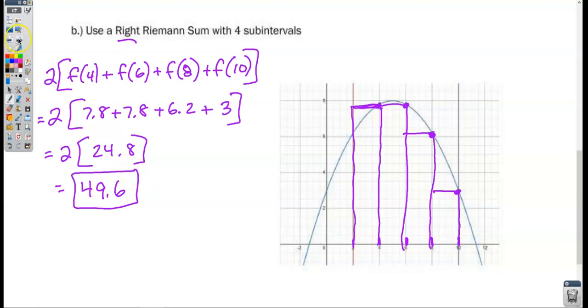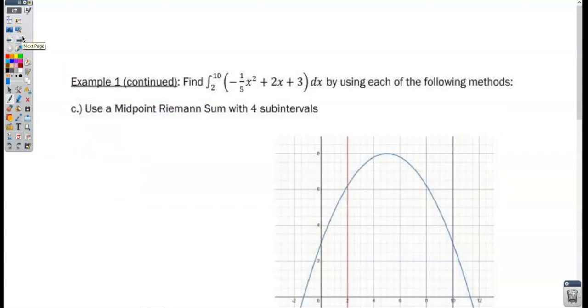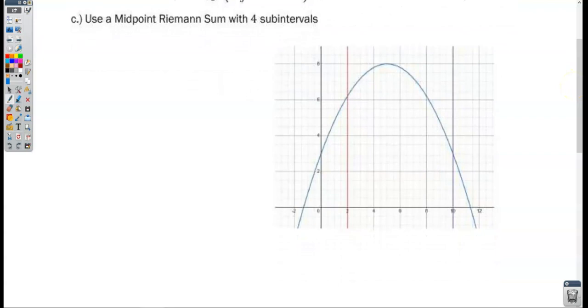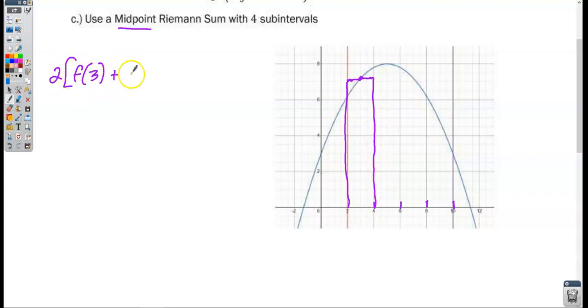All right, let's go ahead and we'll do the midpoint Riemann sum. Same thing, 4 subintervals. So we're going to break it down into those same 4 subintervals. And now, since we're using a midpoint Riemann sum, we want the value of the function at the midpoint of each of the intervals. So the first rectangle is going to be from f of 3. And the second one, the height of the rectangle, is going to be f of 5.